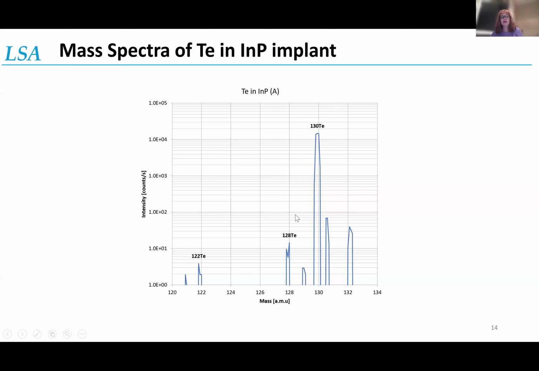And you can see in this mass spec, we've got a big 1E4 peak at 130, and then 3 decades lower, we have peaks at 128 and half a decade lower at 122. So these are considerably smaller peaks, which is indicative of the entire dose being put into 130 tellurium.